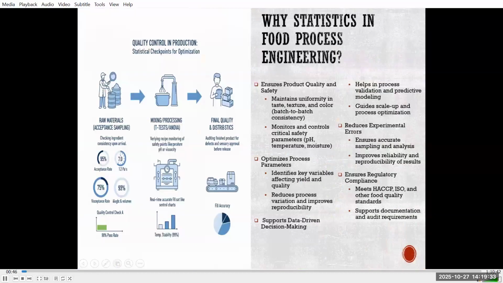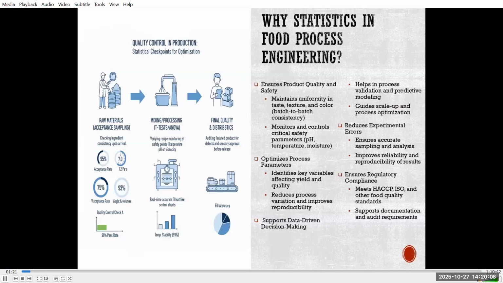Here is the why statistics in food process engineering. Let's understand the role statistics plays in food process engineering. When we produce food, whether it's milk powder, bread, or chocolate, we want every batch to have the same texture, color, and safety. But many factors can affect quality like temperature, moisture, pH, or even operator error.